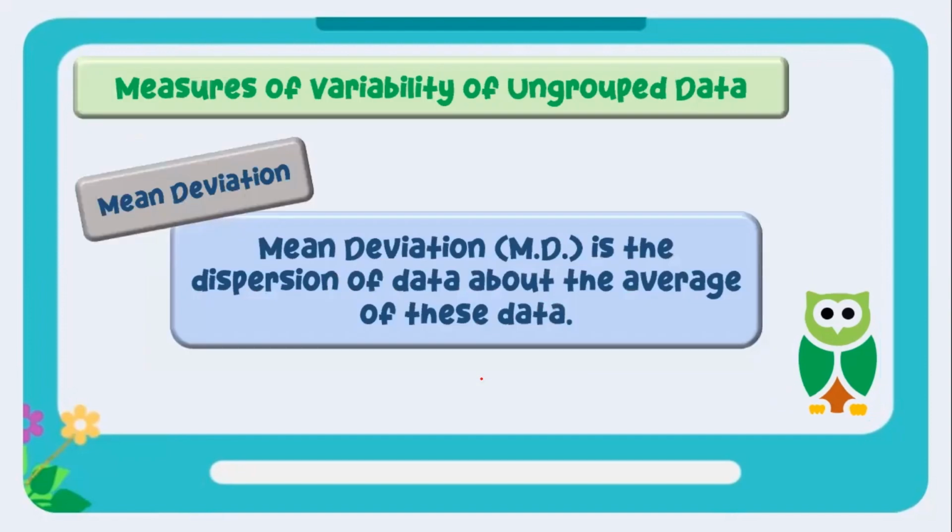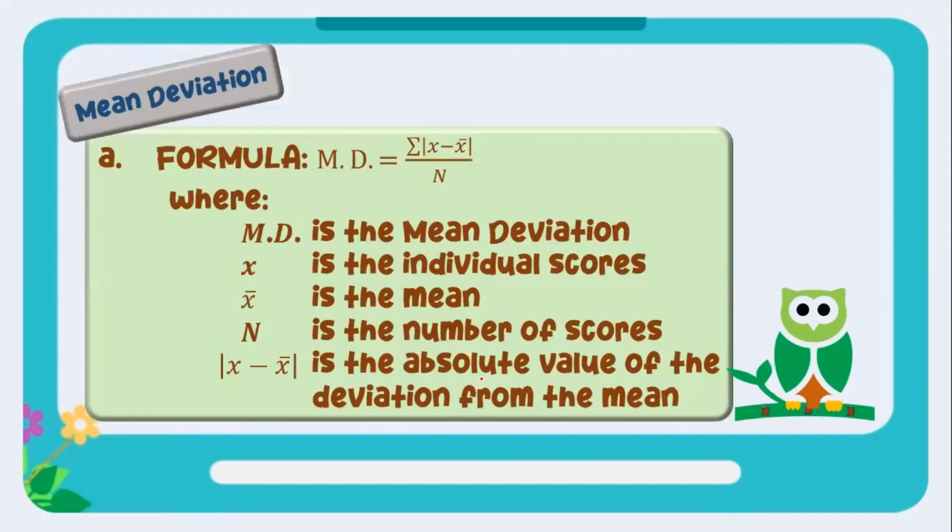Next is the mean deviation. So how is mean deviation computed? We will know it later. Mean deviation is the dispersion of the data about the average of this data. As we all know, in the measures of central tendency, the mean is the average. So we are getting the dispersion of this data about the mean.